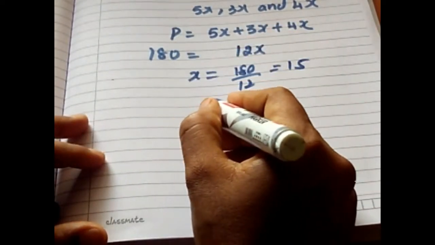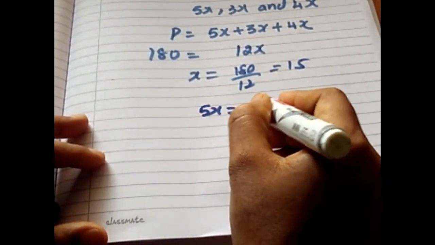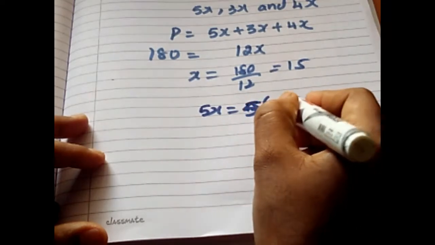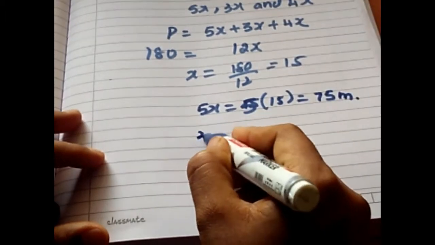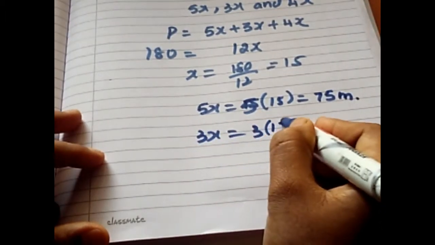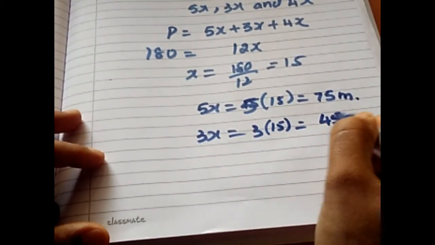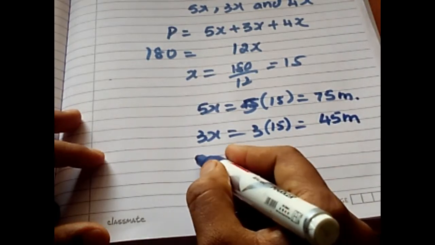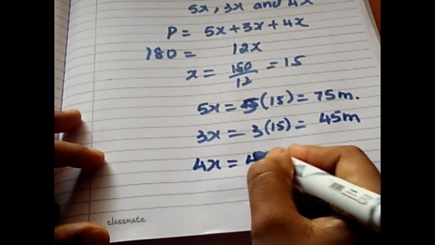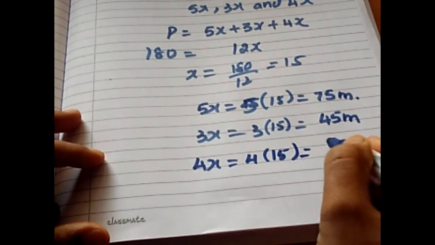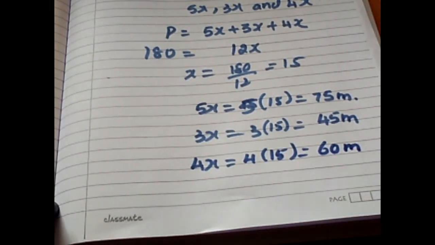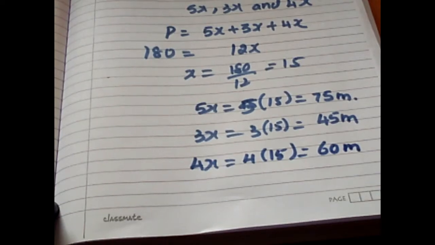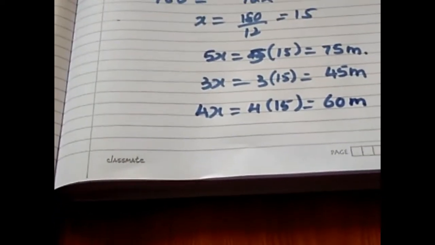So let me find out the sides. 5x, 5 into 15, that is 75 meter. 3x, 3 into 15, that is 45 meter. And next 4x, that is 4 into 15, that is 60 meter. So now we know the measure of all the three sides of a triangle. Then by using these three sides, I can find the area.